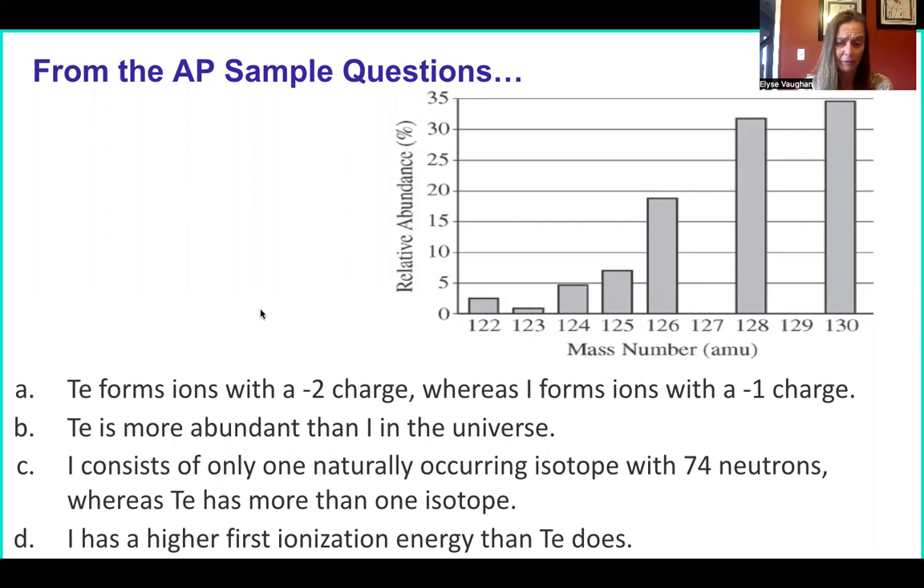Tellurium is more abundant than iodine in the universe. Again, totally irrelevant to our question. Iodine consists of only one naturally occurring isotope with 74 neutrons, whereas tellurium has more than one isotope, or iodine has a higher first ionization energy than tellurium does. Honestly, this is one of those AP questions where you can just rule out all of the wrong answers, A, B, and D. You're not expected to know that iodine consists of only one naturally occurring isotope. But given that the other three are wrong, and if that's true, then we would expect to see only one peak, and we definitely have more than one peak. So C is our answer.